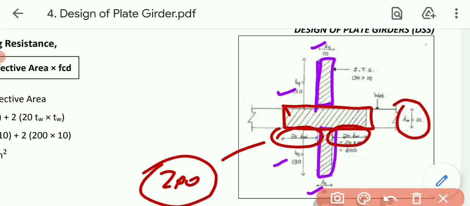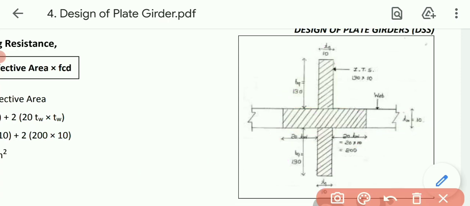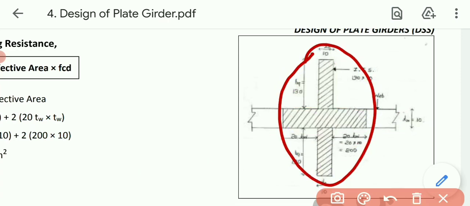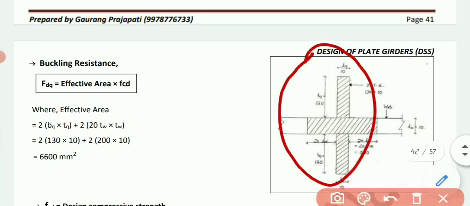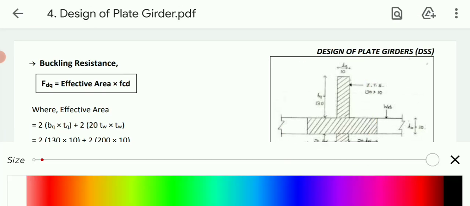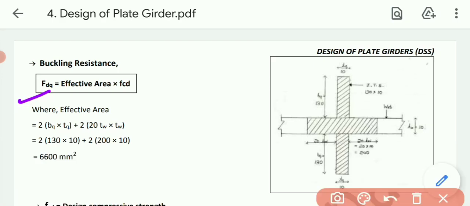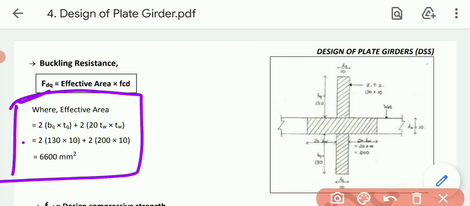Okay, as you can see, TW is 10. So what we need to do is carry out the buckling resistance force of this highlighted portion, and buckling resistance force means nothing but area into FCD. Let's just calculate this one. So FQD equals effective area into FCD. Effective area, okay, let's calculate.